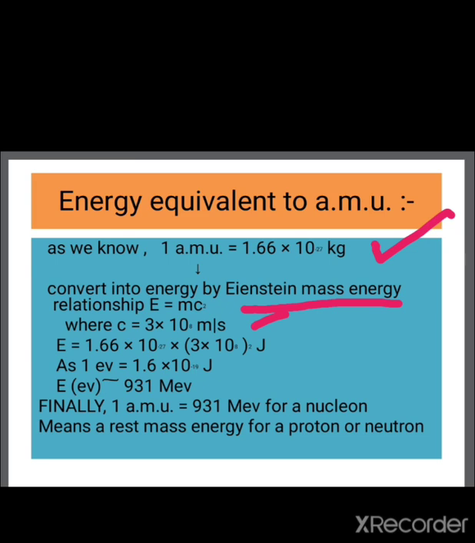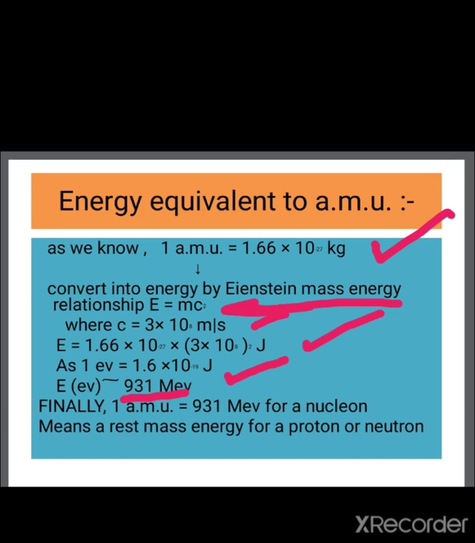After putting the values of m and c in the Einstein mass-energy relationship, we got this equation: 1 electron volt is equal to 1.6 × 10^-19 joule. After calculating, we got the equivalent energy as approximately 931 mega electron volt. So finally we got that 1 AMU is equal to 931 mega electron volt.